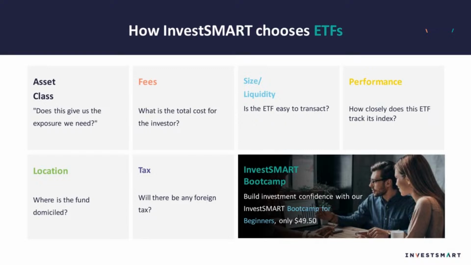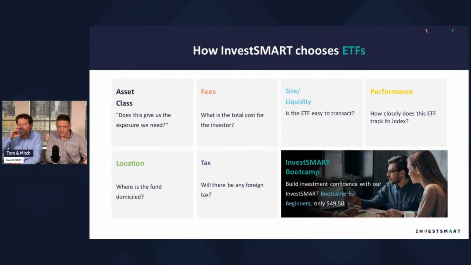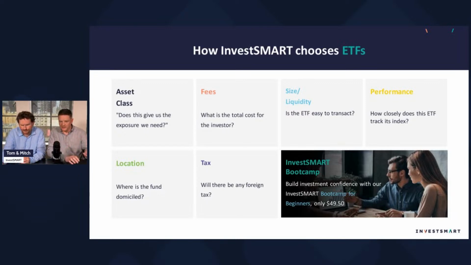Yeah, so it's a very similar approach, I guess, to what we were talking about before with the star rating, because it works on a lot of the same ideas. So we look at asset class, and does this actually give us the exposure we need? If we're looking at something like the IVV, which is the international exposure, is it actually giving us exposure to the S&P 500, and does it give us anything else as well?